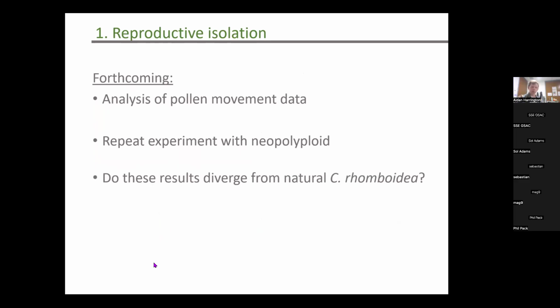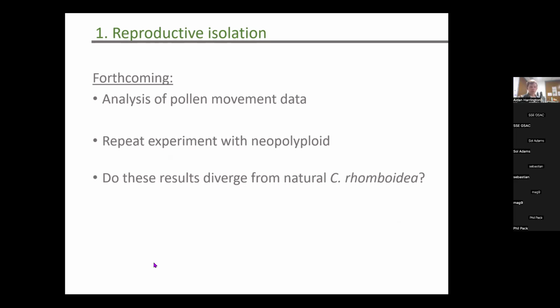Forthcoming from this, I still have to analyze the pollen movement data and see whether or not that accords with what we see in terms of pollinator visitation. And the longer term goal is to repeat this experiment with the neopolyploid and find whether or not the lack of evidence for density dependent movement is also true when I put arrays of the neopolyploid with the diploids, and whether or not those results diverge from the natural C.